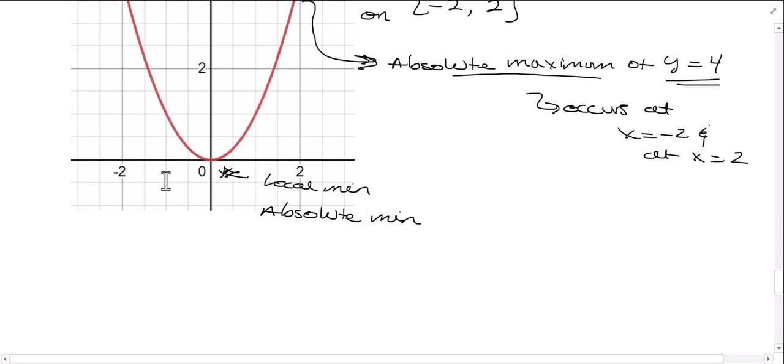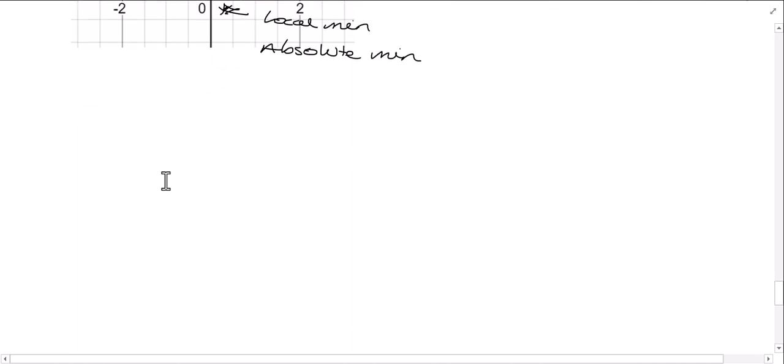If you think of sine x and cosine x also, for example, their absolute maximum y value is 1, but it occurs infinitely many times. But there's only the one y value of 1 that is the maximum. All right, so let's try an example.